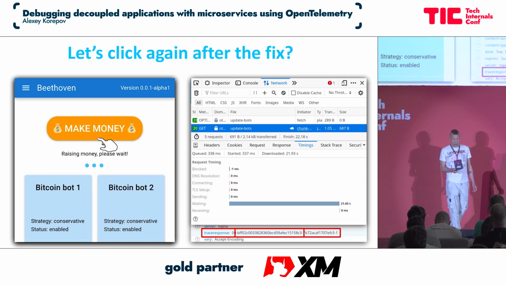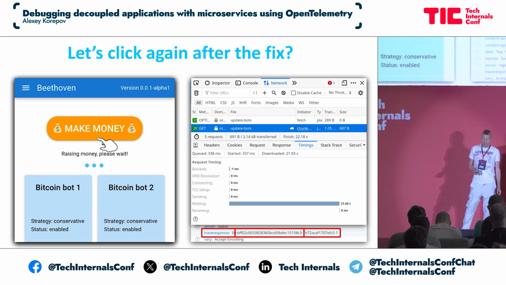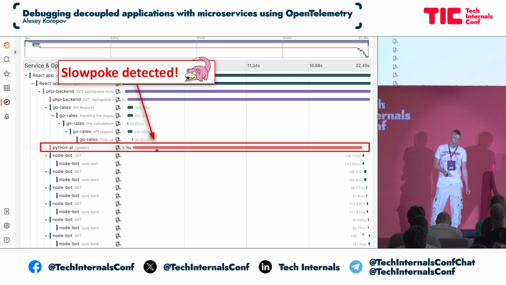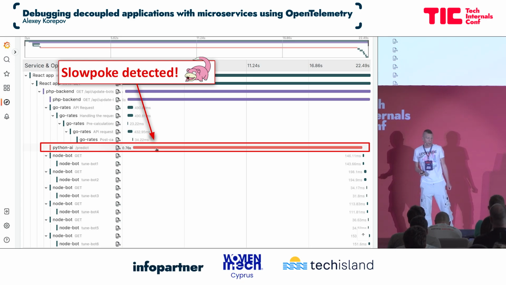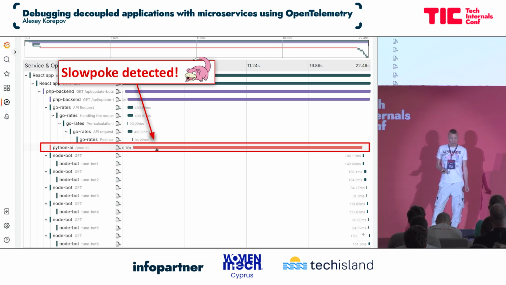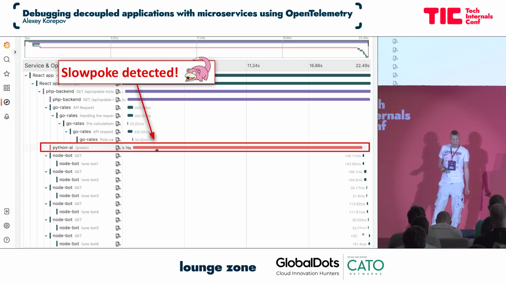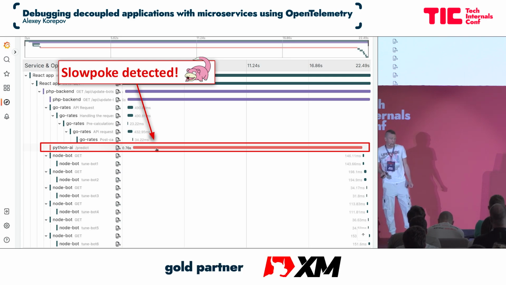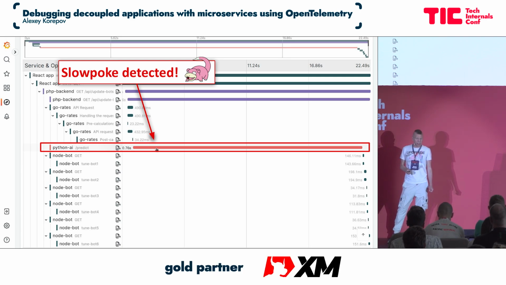So from the trace response header, we can find this trace ID. And using it, we can easily find the visualized trace of the operation. And here we see that actually the Python AI microservice went slow and took more than 20 seconds, and all other components worked pretty quick.